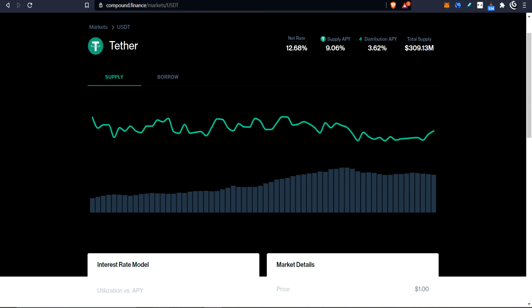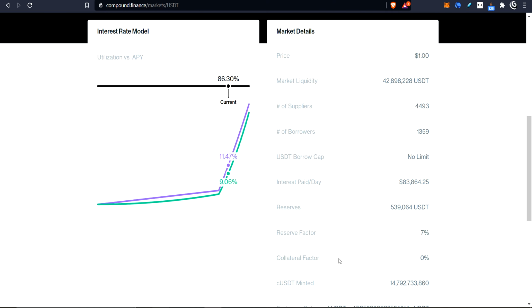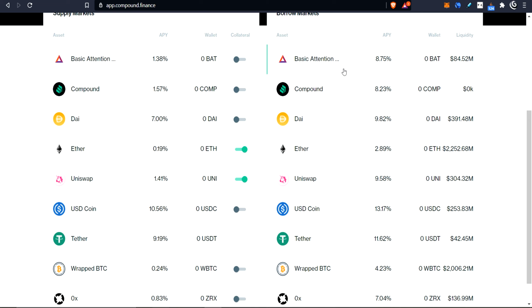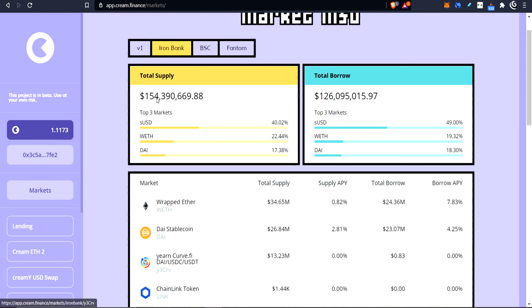But if we go to the actual Tether here on Compound Finance, the market information, we go down, we see that it actually has a collateral factor of 0. So even if you supply Tether here, you can't borrow against this Tether. If you have a whole bunch of Tether and you put it in here, you wouldn't be able to borrow anything against it. However, if you took that Tether C token and stuck it in Cream here, then you could borrow against it. Okay, so that's pretty interesting, I think, right?